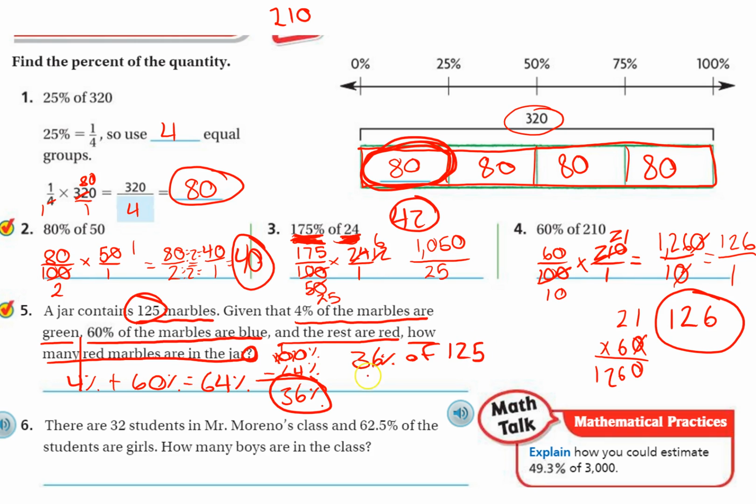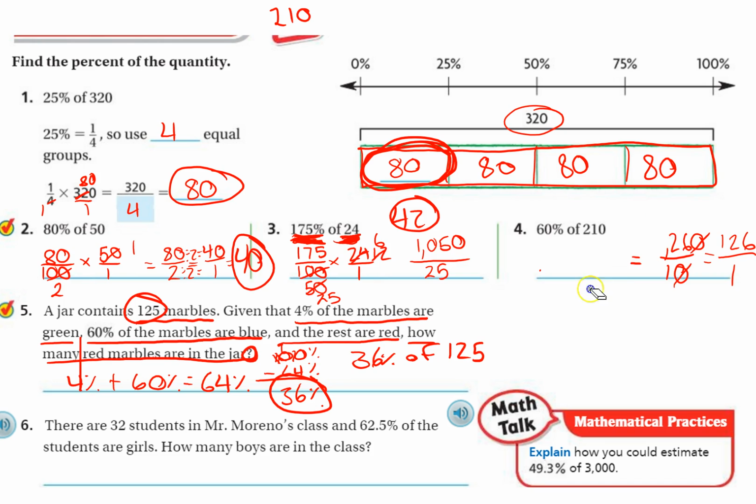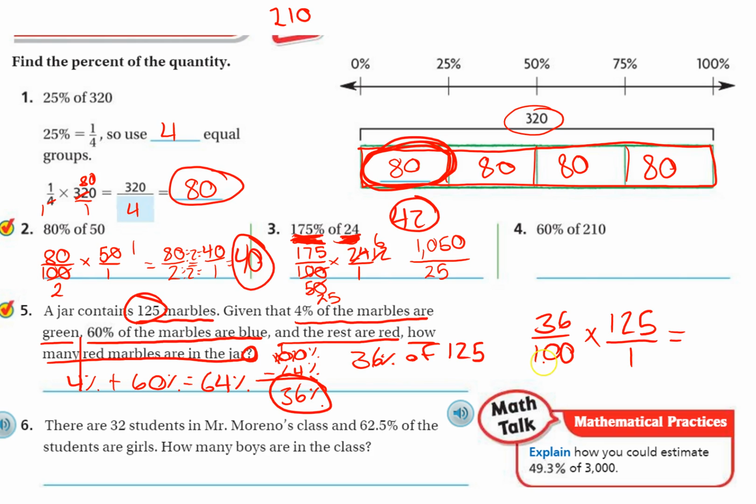125. So we change 36%. I'm going to do my work over here. Again, you don't need to erase any of your work. So 36%, I change it to a fraction, and then multiply it times 125, which is the same thing as 125 over 1. Okay, cross simplify.